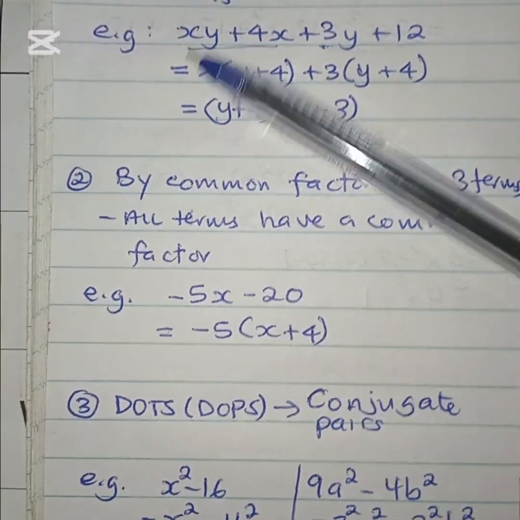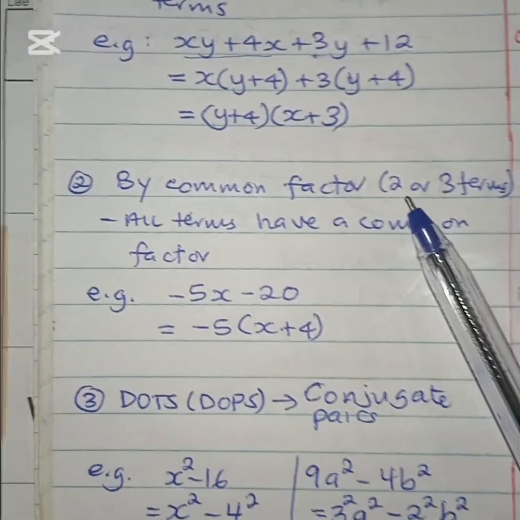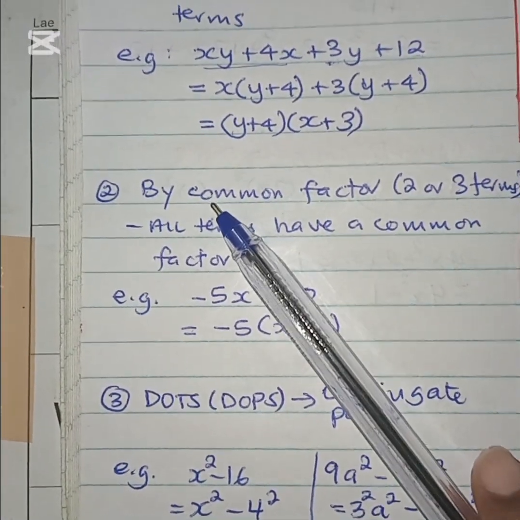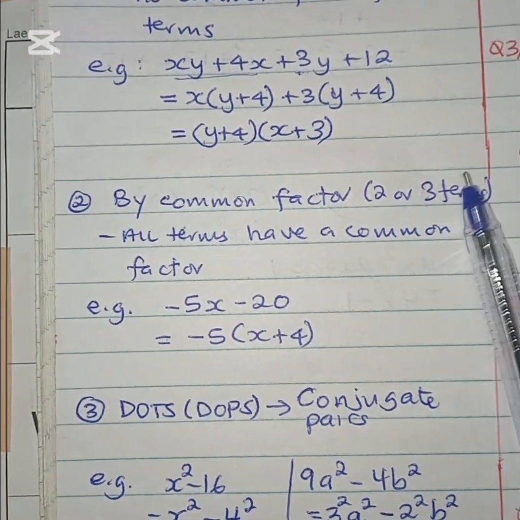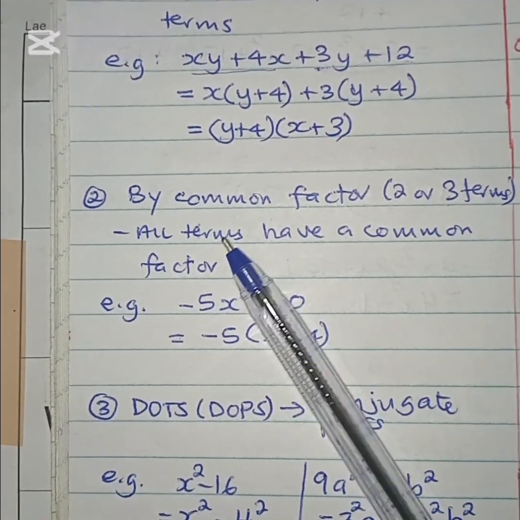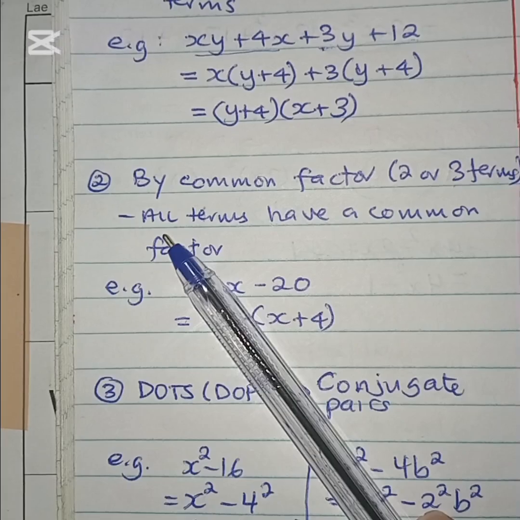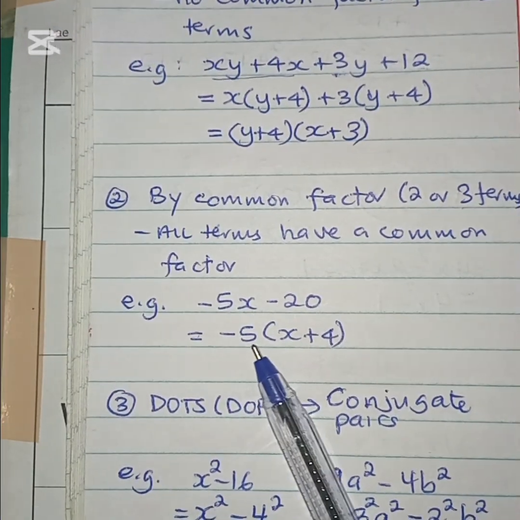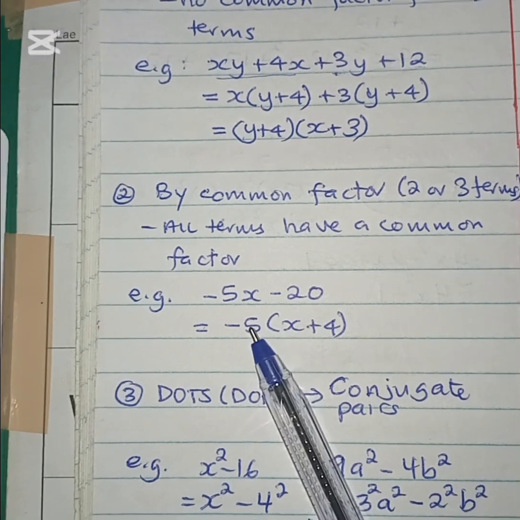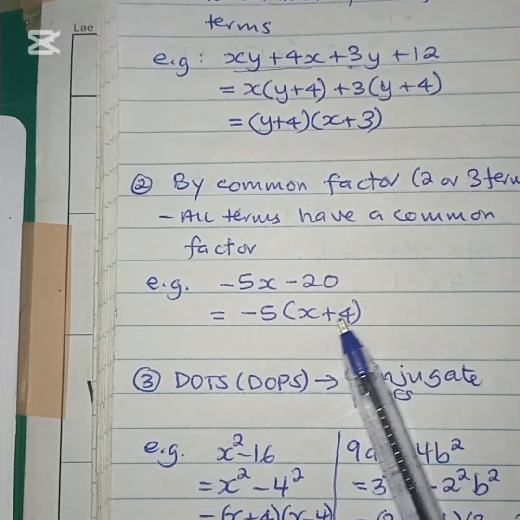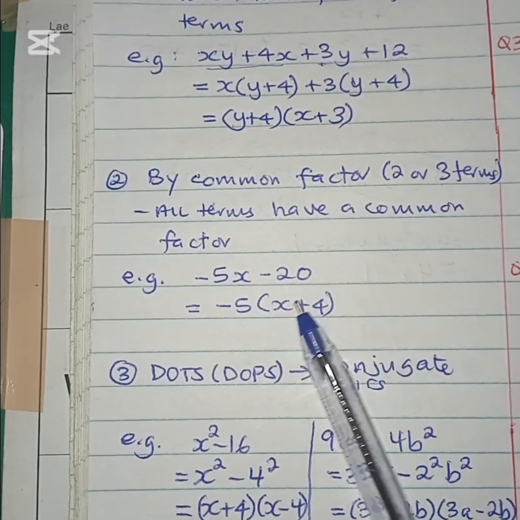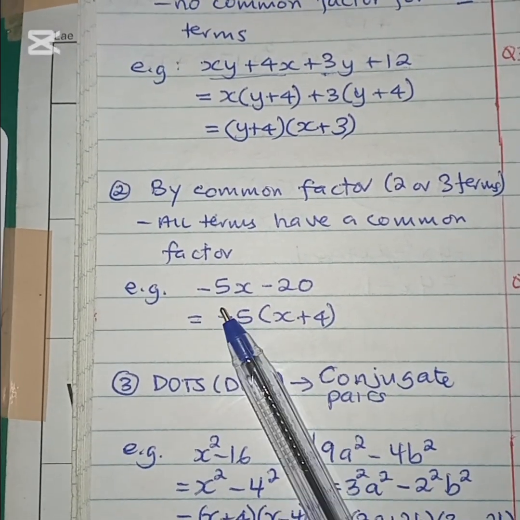So another case is when all the terms have a common factor. This mostly happens when you have 2 or 3 terms. Sometimes you may have 4 terms or more. Now, when all of them have a common factor, you can just pull out the common factor, put it outside the bracket, and then the other factors go in the bracket. The common one stays outside. The other uncommon ones go in the bracket.